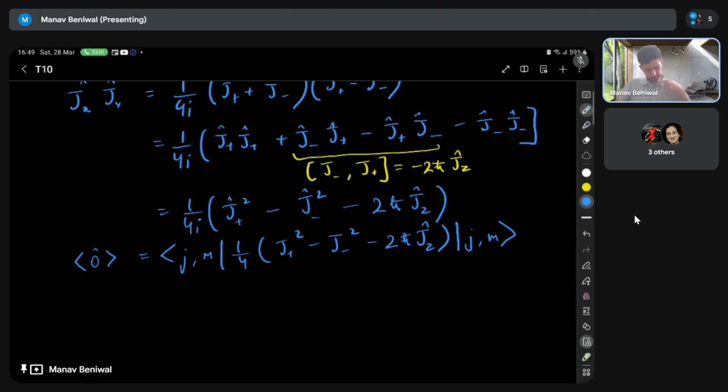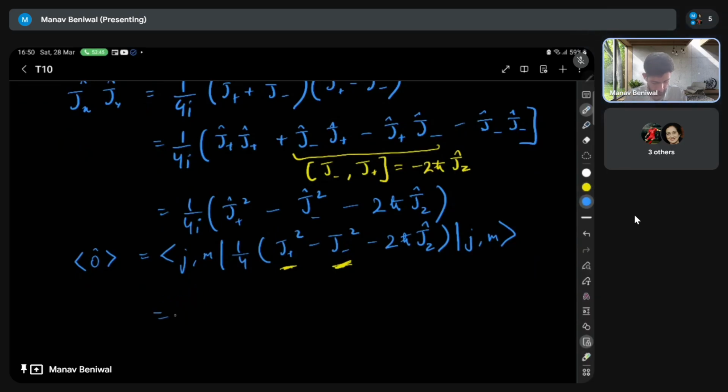Now tell me, when we apply the J plus squared operator on this jm, we'll get 0, right? This first term will raise it to m plus 1 two times, so m plus 2, and because the states are orthonormal, this will give us 0. Similarly, J minus two times will give us m minus 2, and because they are orthonormal, this second term also will give us 0. So the only term that will survive is the last term.